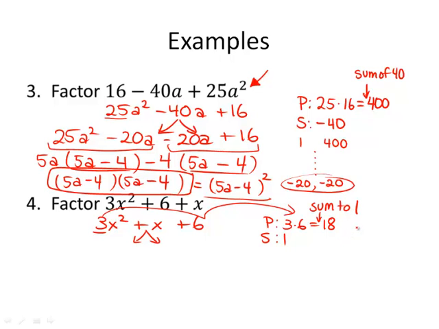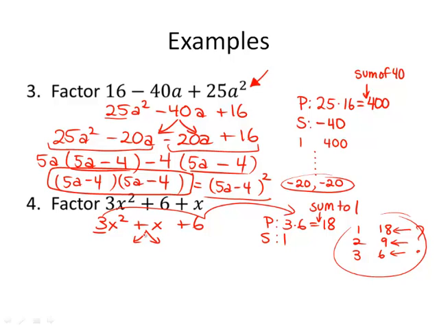So let's look at all our possibilities. 1 times 18, 2 times 9, 3 times 6, 6 times 3. Those are all the possibilities, and we want them to add to 1. Do any of these add to 1? Yikes. So in this case, nothing works for splitting the middle term.